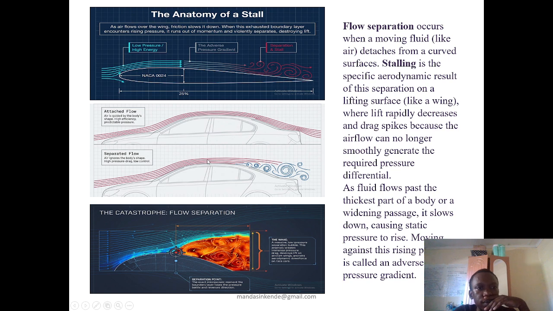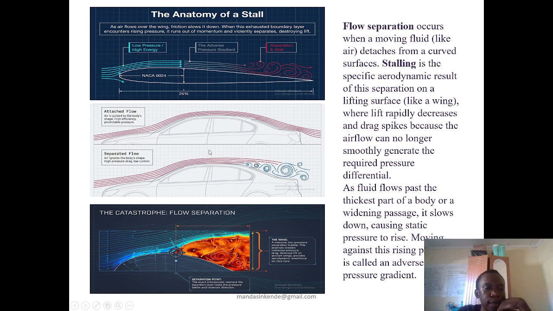As air is flowing, air can either be attached to the body or separate. So there are two types of flow: attached flow and separated flow. Attached flow is flow in which the air is continuously in contact with the body or the solid surface, while in separated flow the boundary layer detaches from the surface of the body. This detachment is caused by what we call an adverse pressure gradient.